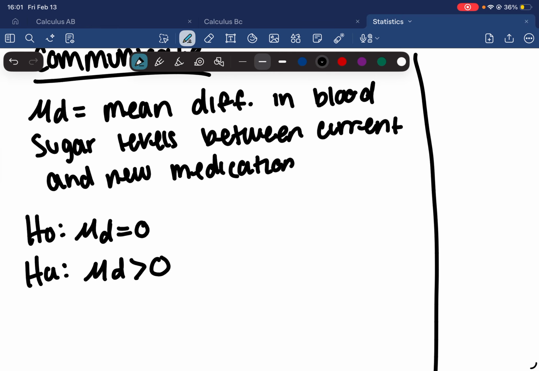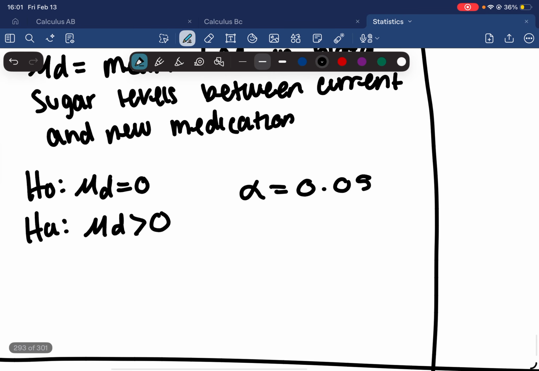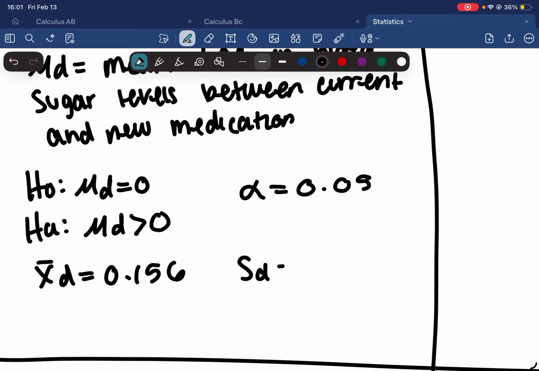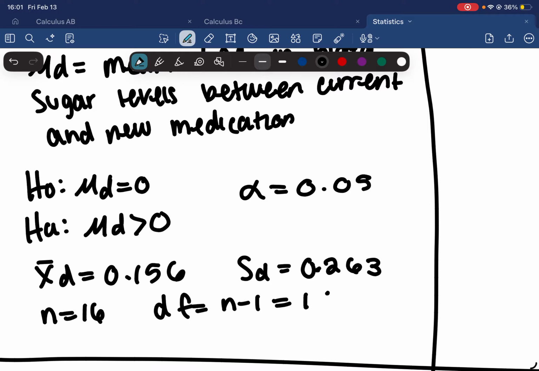difference. Our sigma value is 0.05, and then on Desmos, we found x bar of D, which is 0.156, S sub D, which is 0.263, sample size is 16, and degrees of freedom is n minus 1, so that is 15.